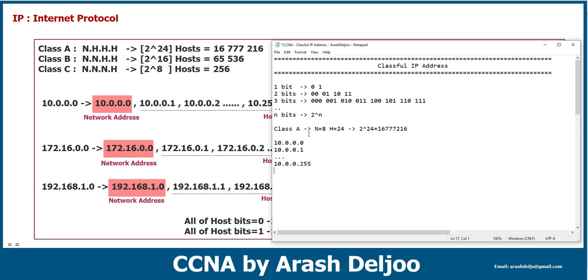Okay, after that we have 10.0.1.0 again, and we can continue to 10.0.1.255. And finally we will reach this IP address, 10.255.255.254, and finally 10.255.255.255, the biggest IP address.